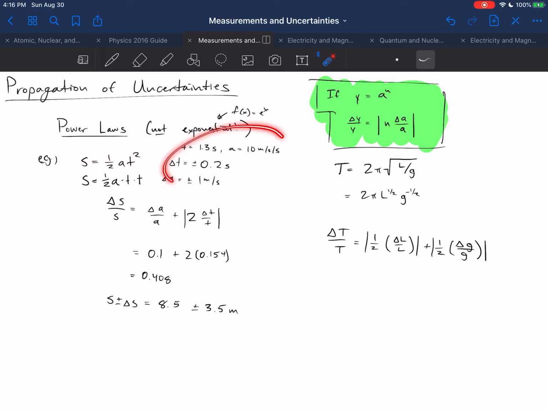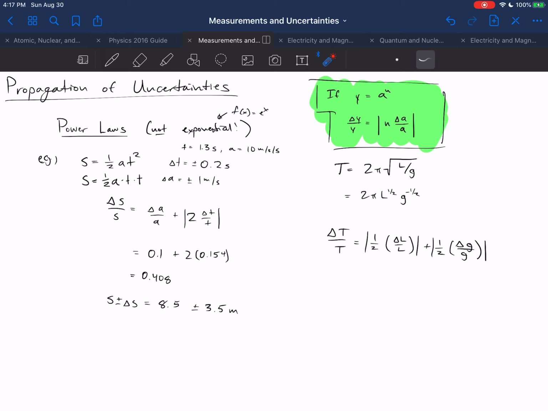So if we're given these values here, we can go ahead and plug them in, and that gives us a total relative uncertainty of 0.408. So we represent our total S as S plus or minus delta S, 8.5 plus or minus 3.5 meters here. I'll let you work out that missing step between the relative uncertainty and the final absolute uncertainty.